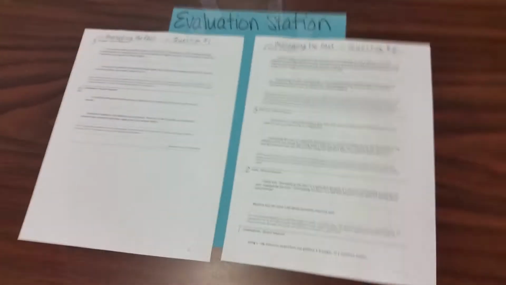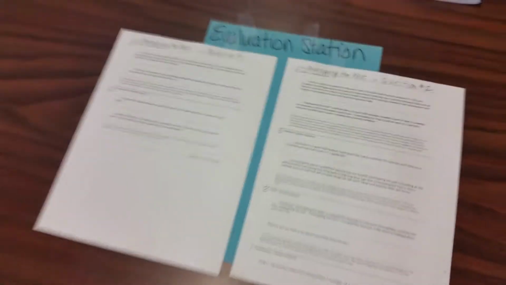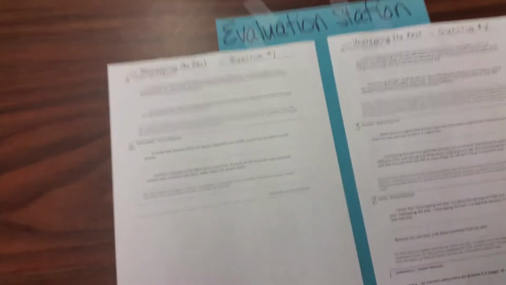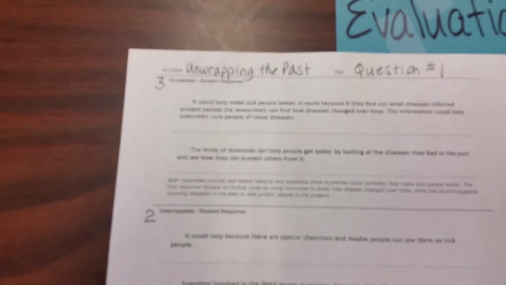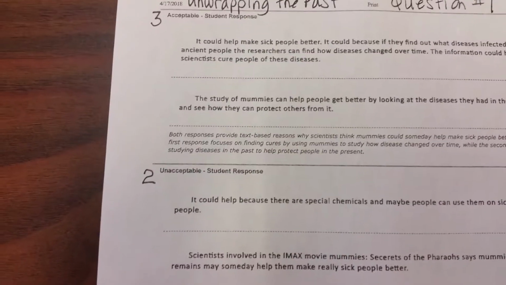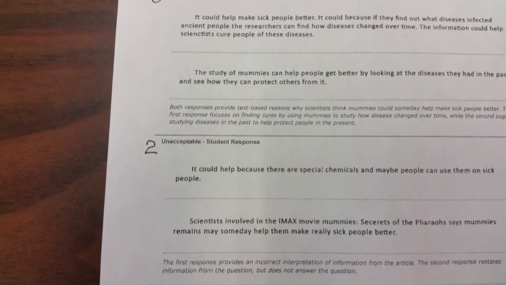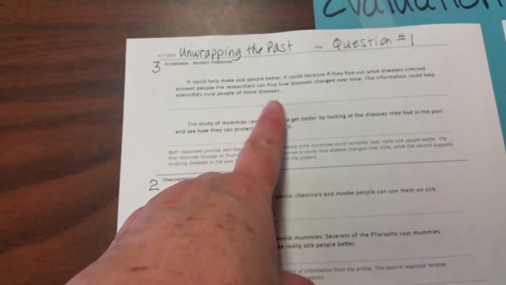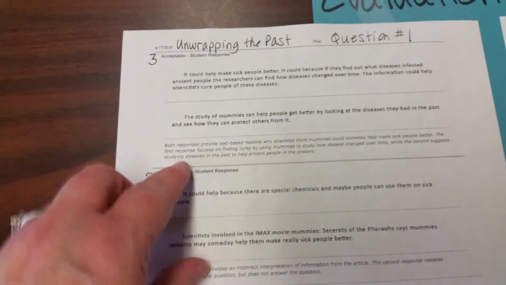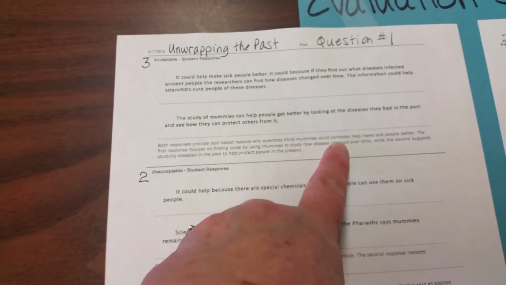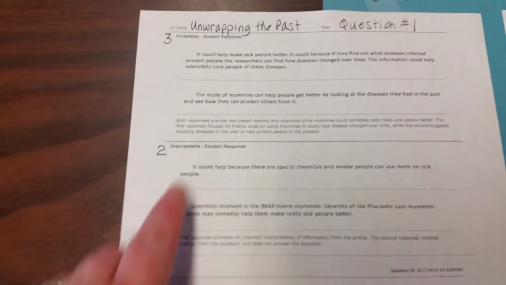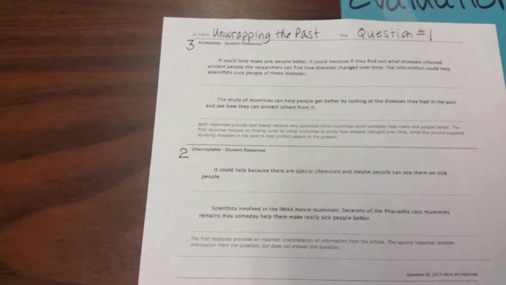So here's one of our evaluation stations. I have 4 set up in different corners of the room. And again, this came right from the NAEP website. So this is question number 1. And we have an example of a 3, and we have an example of a 2. And one of the things I really like about this is it not only has the student work, it has actually 2 student work, but it explains why. And that's where I got my success criteria from, because I wanted the language to kind of match.